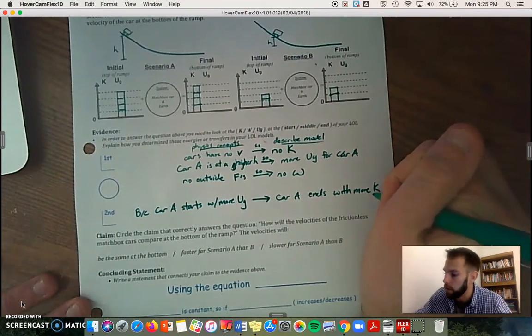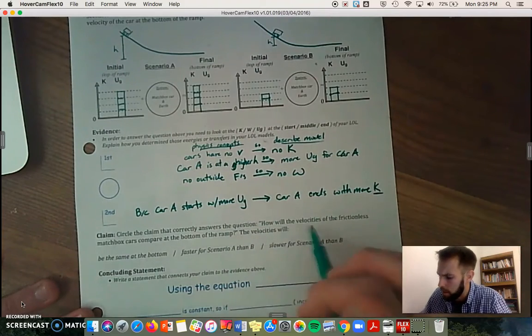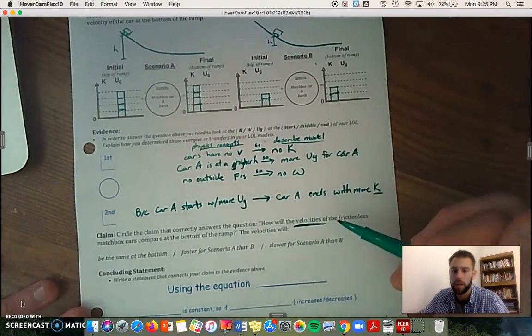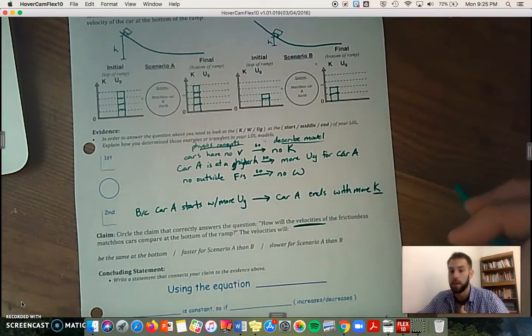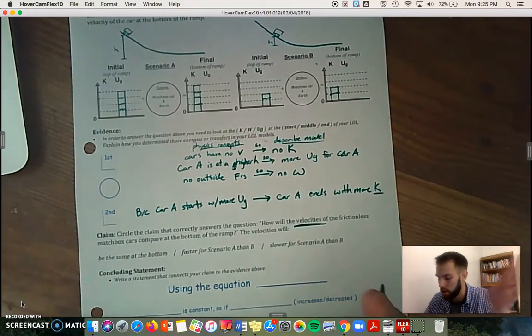Now, notice that we've ended with K here, and we haven't really talked a whole lot about velocity, and that's what the whole claim's about. How the velocities compare? And so, yes, kinetic energy and velocity are closely related, but they're not the exact same thing. They're just related. So that's what I'm going to get to in my concluding statement here. And that's what I introduced earlier in our first video.